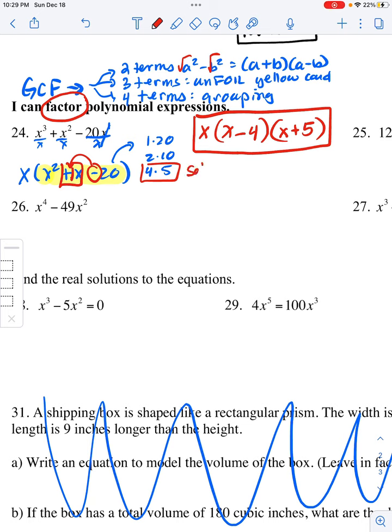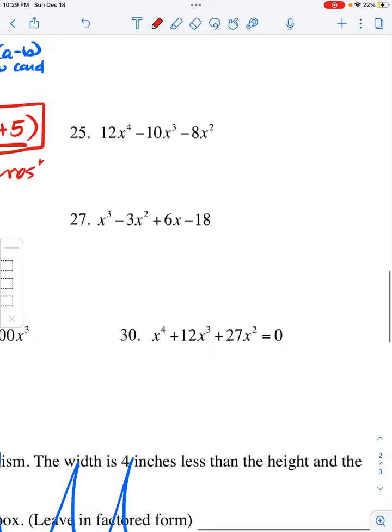If it asked me for the solutions, or it asked me for the zeros, then I would go that next step and say, oh, that means x could be 0, which makes this 0, 4, which makes this 0, or negative 5, which makes this 0. But this particular part of the worksheet doesn't ask that. So you're welcome for doing that extra work.